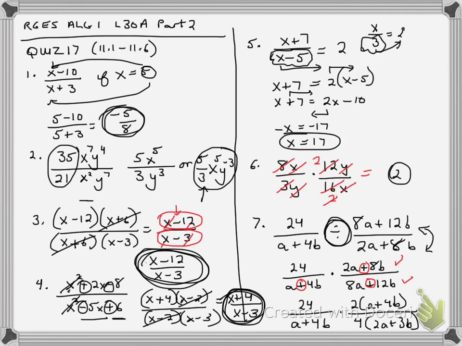Notice that this would be viewed as a pair or as a grouping because of this, right? But a plus 4b can cancel with a plus 4b. 4 goes into 24 6 times. And so I'll now multiply. My numerator will be 12, and my denominator will be 2a plus 3b. Going to the next page.